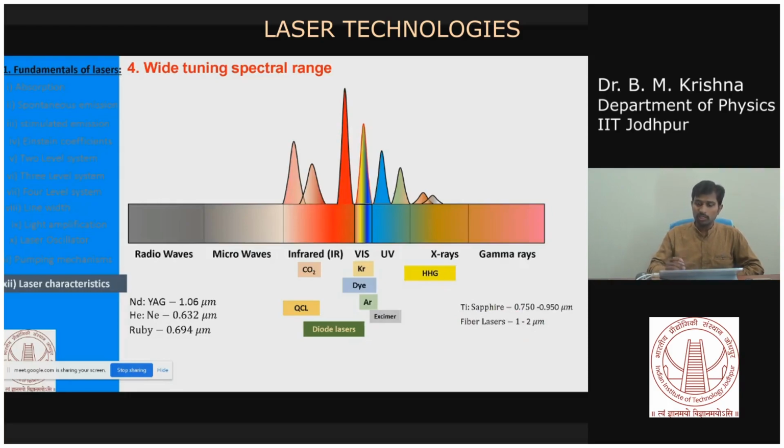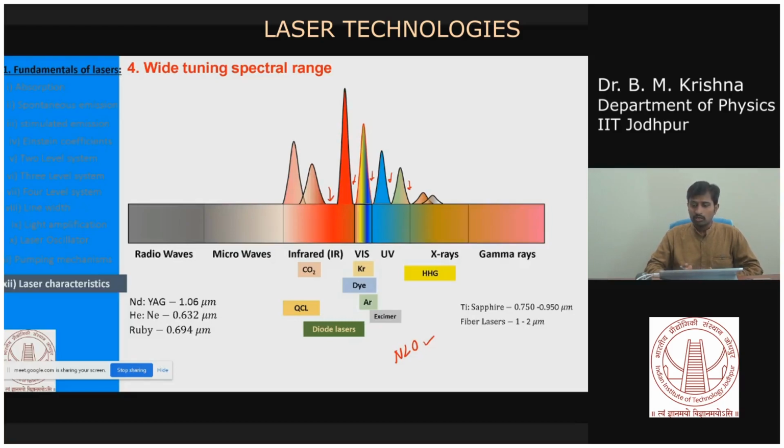Now with nonlinear optics, or nonlinear phenomena, see, now it's a compressed format of your electromagnetic spectrum, but you have a lot of gaps in between the spectrums. These gaps will be filled with your nonlinear optics. So taking one wavelength, you can generate multiple wavelengths using nonlinear optics. That we will study, how we do it.